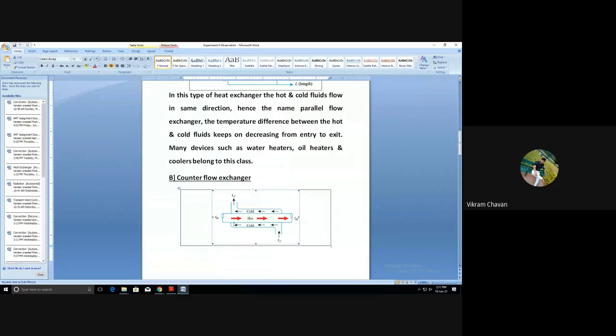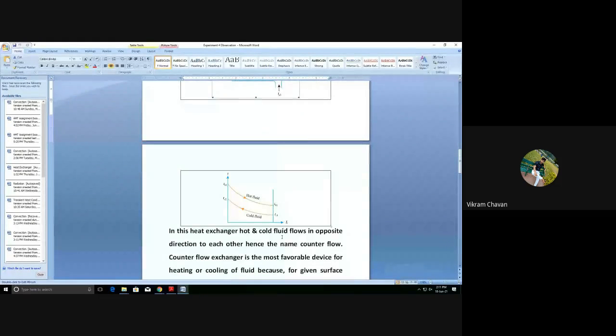Okay, so in case of a counter flow heat exchanger, theta 1, or the initial temperature difference, will be considered as Th1 minus Tc2, and theta 2 will be considered as Th2 minus Tc1. Okay, so that is the basic difference between the parallel flow heat exchangers and the counter flow heat exchangers.